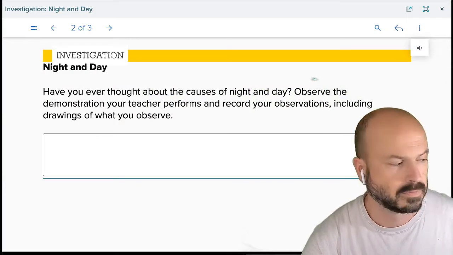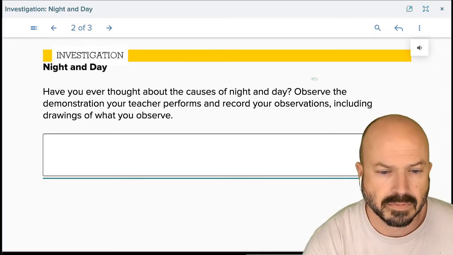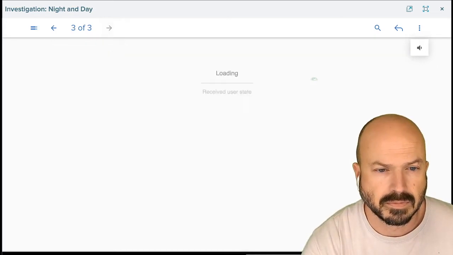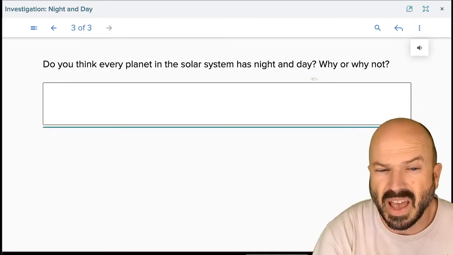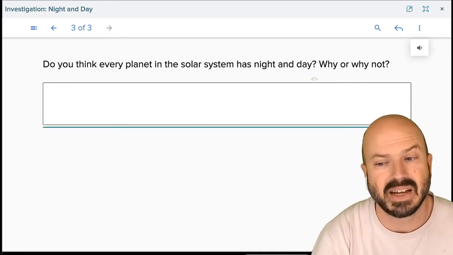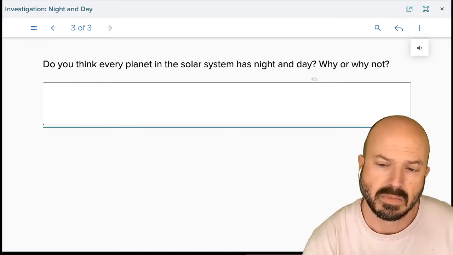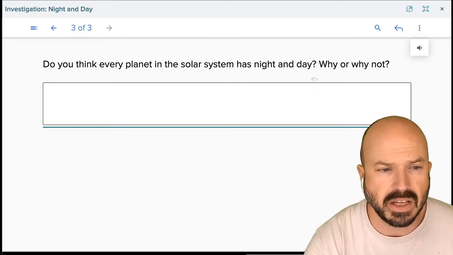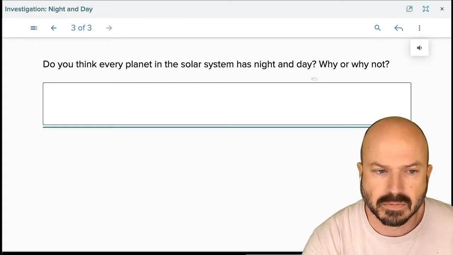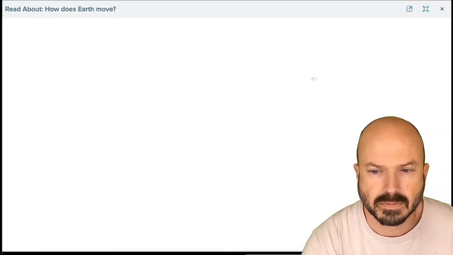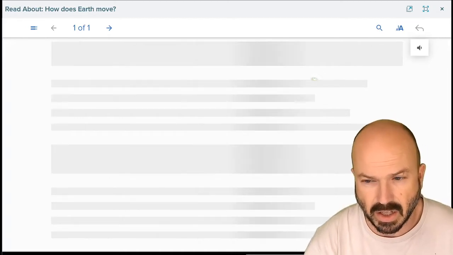Ooh, turn that sun off. And we've got another question. Do you think every planet in the solar system has night or day? Why or why not? Again, hit pause, answer this, and then let's continue. We've got one more thing we're going to do today. So, how does the Earth move? Let's find out a little more.